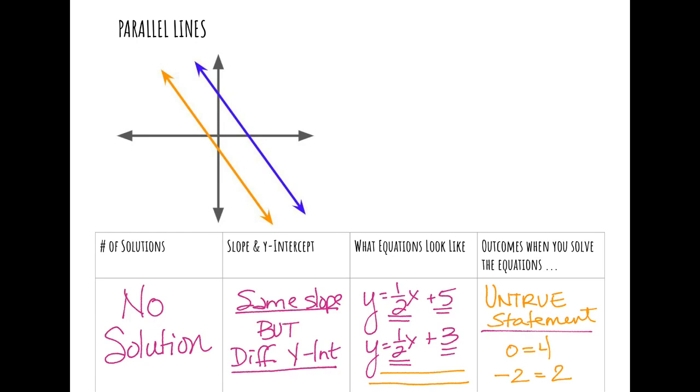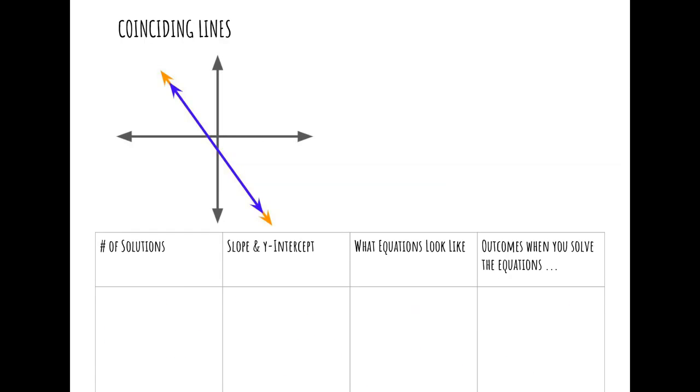Okay, moving on to our last type of system, coinciding lines. You can think of coinciding lines as two lines that lie right on top of each other, but they'll have the same equation because they're really just the same line. But we think of them as two lines lying on top of each other. So since they lie right on top of each other, they will share every single point, and they will have infinitely many solutions.